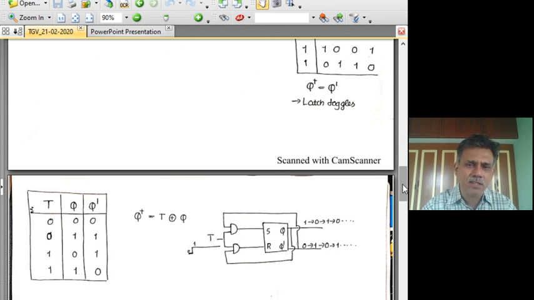Now let us extend this concept. This T latch solves the problem that there is no forbidden state, and we can also retain the state by giving T equal to 0. But we have lost a control: if you specifically want to store a 1 or a 0 at a given time, we cannot do it. We can only enable the latch to toggle. So how do we retain that condition?